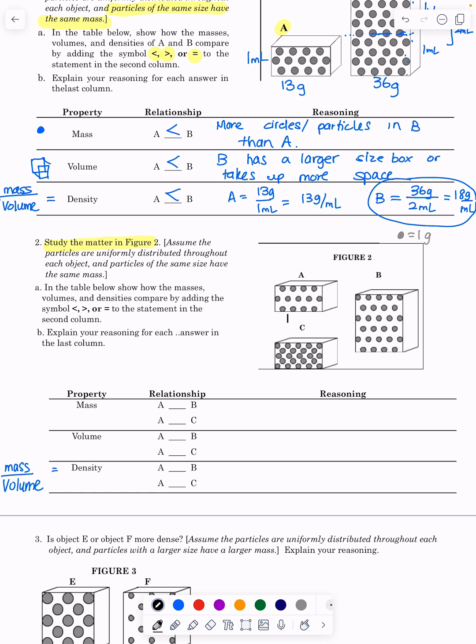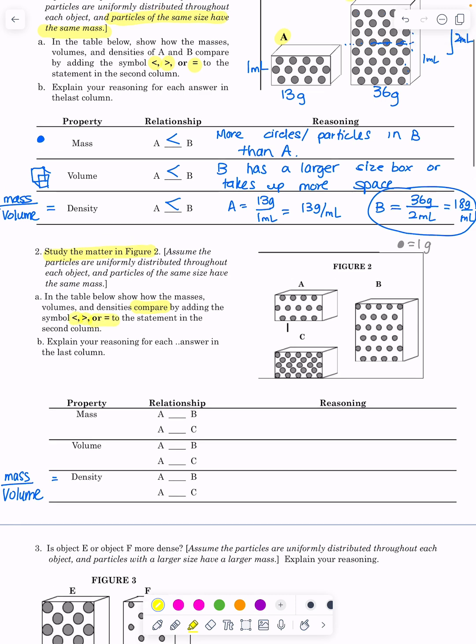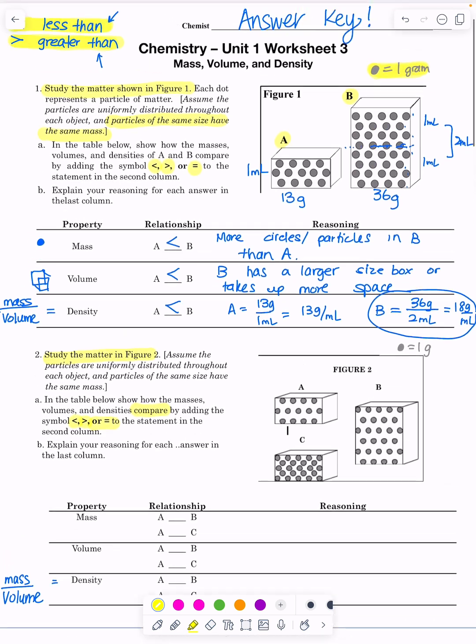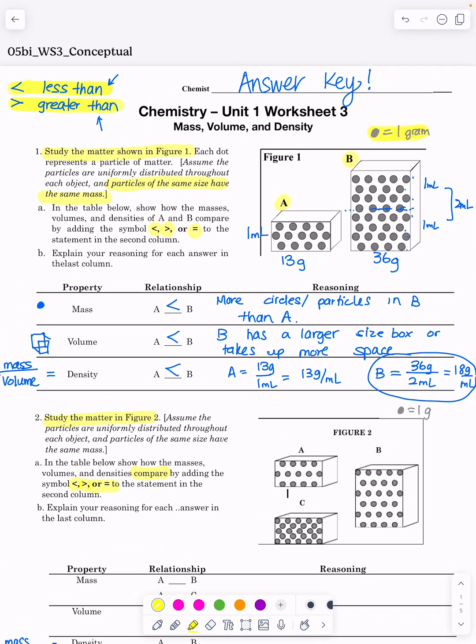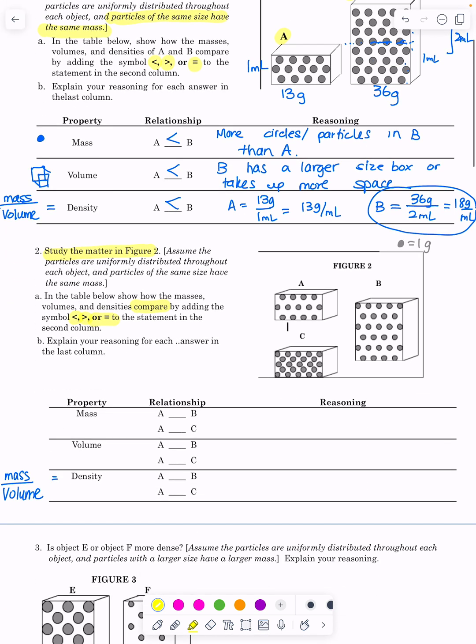In the table below, show how the masses, volumes, and densities compare by having less than, greater than, or equal to in the statement. Explain your reasoning. So we're going to do the exact same thing as question 1. And if you forgot, less than looks like this, greater than looks like that. So let's do the first one.